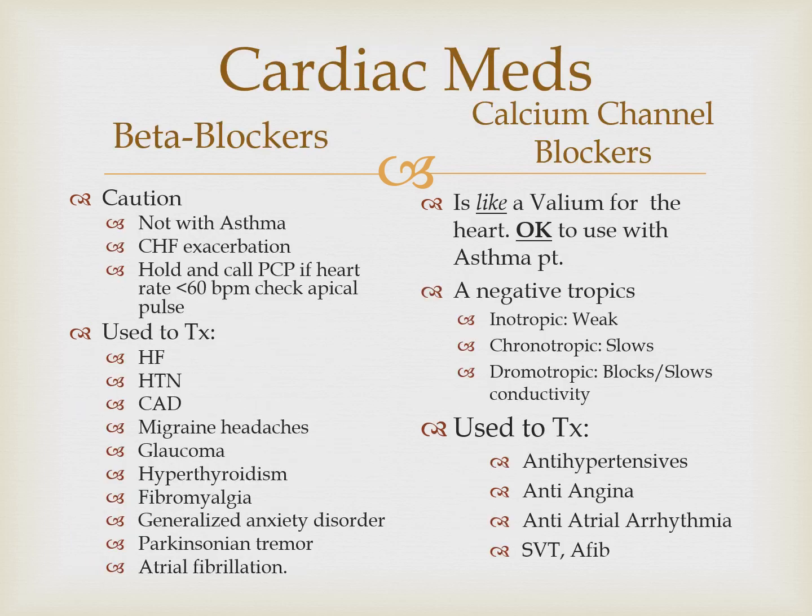Beta blockers. If you understand the function of them, the purpose is to block the beta 1 cells and the beta 2 cells. Remember, the beta 1 cells are in the heart, the beta 2 cells are in the lungs, so you want to be very mindful of using this medication with your respiratory patients.